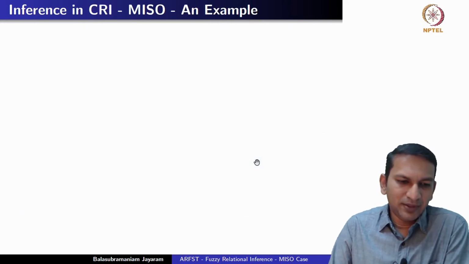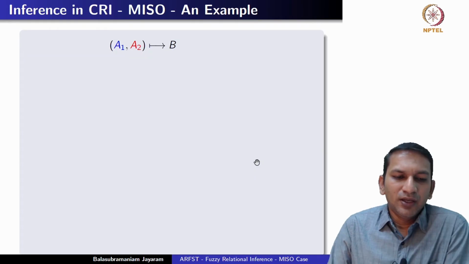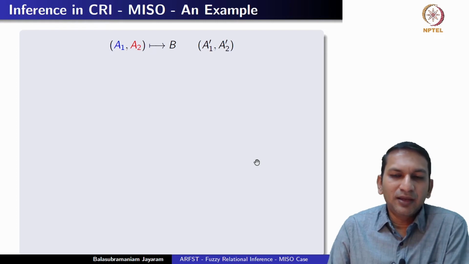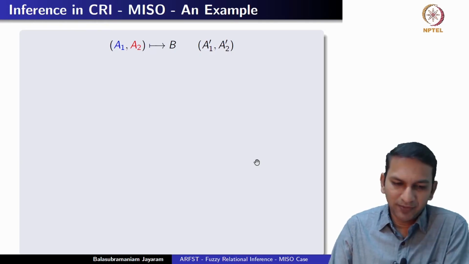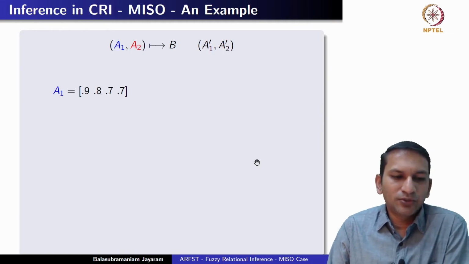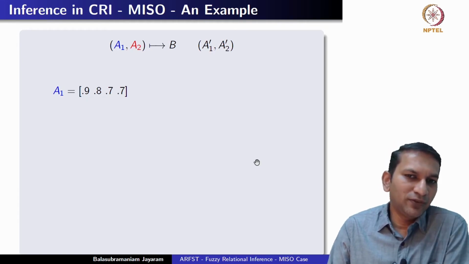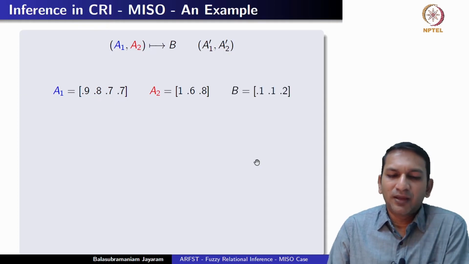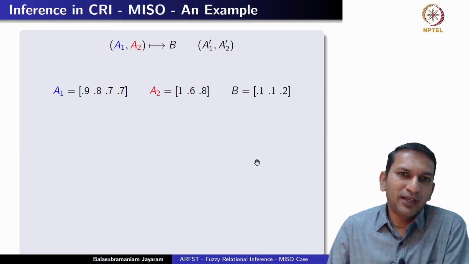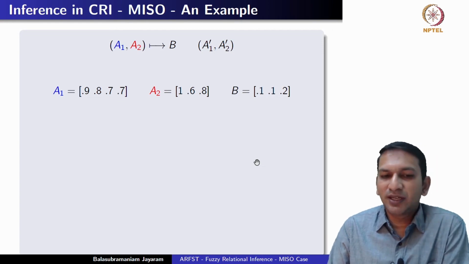Let's look at an example. Let's represent this multidimensional rule as a1, a2 going to b, and the input now will not be a single a dash, it will also be multidimensional. In the case that we are considering, it will be a1 dash, a2 dash. Let's give some values to these labels. Let a1 look like this. On the domain of x1, we are discretizing at 4 points, and this is the fuzzy set a1. Similarly, a2 is discretized to 3 points on x2, and b is a fuzzy set from y, which is discretized into 3 points.